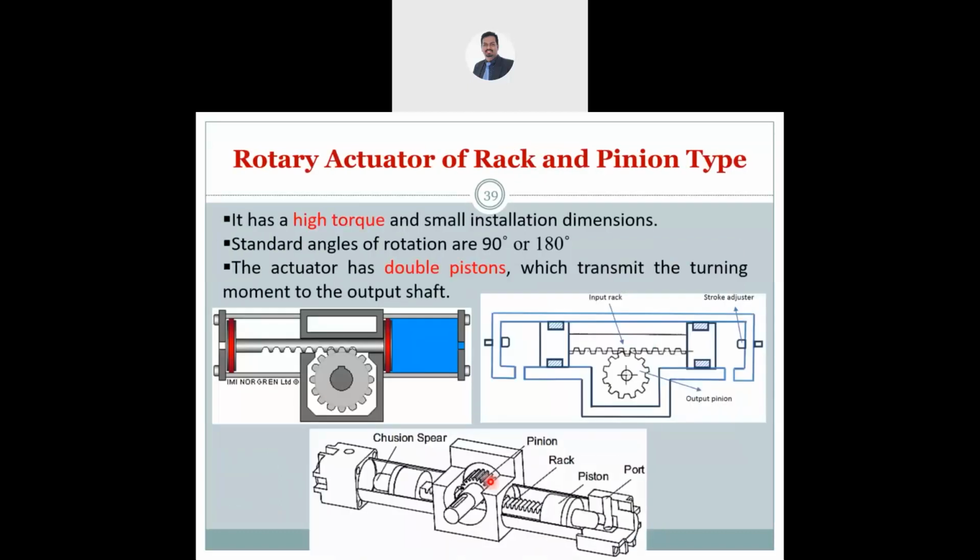Okay, then you have a rack and pinion. Okay, so what is the function of the rack and pinion?